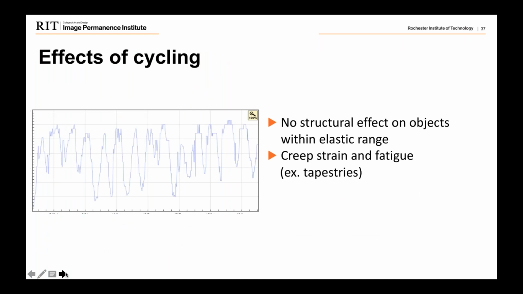Okay, so the effects of cycling, if you see your relative humidity going up and down and up and down, is this a concern? As long as it's kept within that elastic range, they really have found that there's no structural effects on objects. The only exception that I found for that was a concern over creep mechanisms, and that really came out of a study done on historic tapestries.